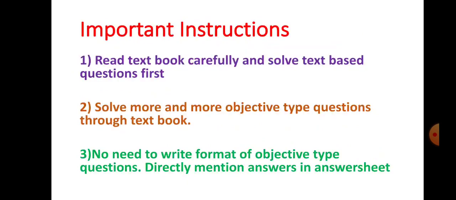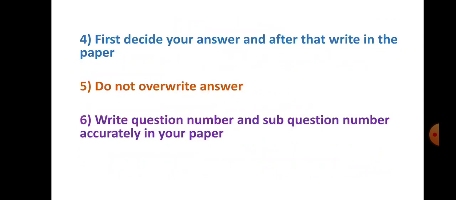Now student, let us see some important instructions to you while solving objective type questions. Number 1 is read textbook carefully and solve text-based questions first. Second important instruction is solve more and more objective type questions through the textbook. Third, no need to write format of the objective type questions. Directly mention answers in answer sheet. Let us see the next instruction. First, decide your answer and after that write in the paper. Number 5, do not overwrite the paper. Do not overwrite the answer.